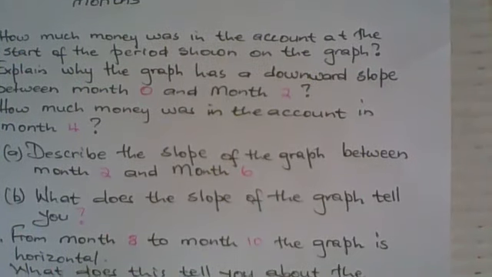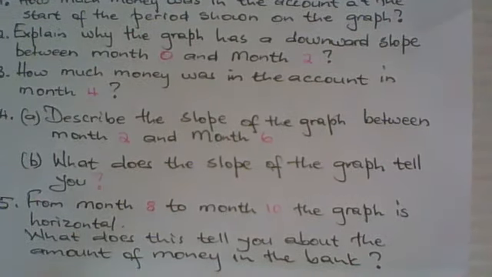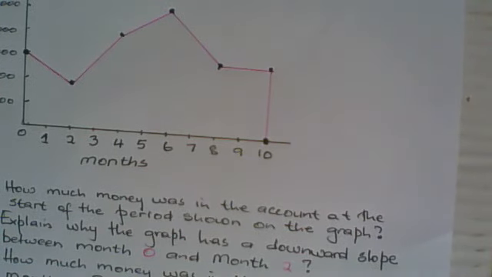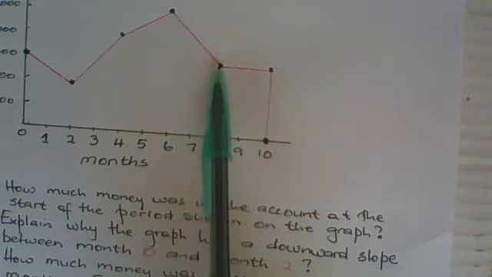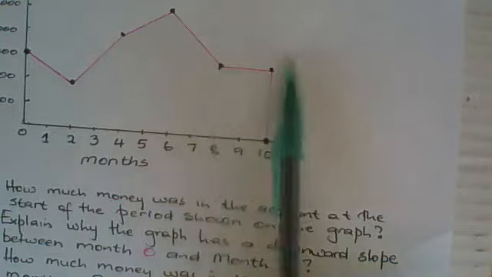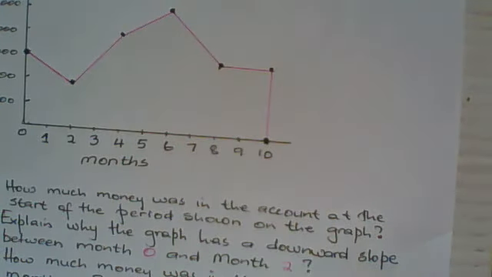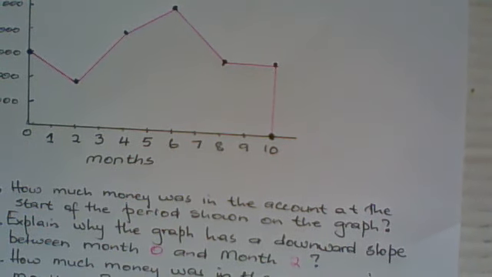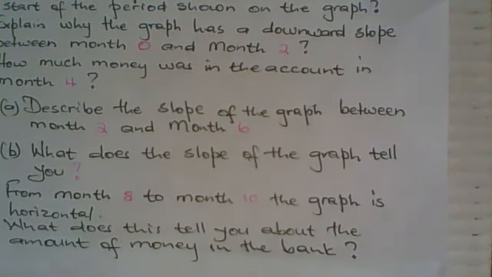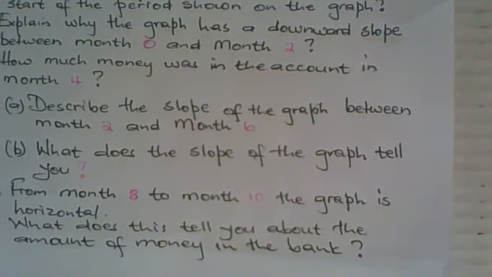Question number 5. From month 8 to month 10. Month 8, let us see here. Month 8 up to month 10. Look at that. This is a straight line, guys. And that straight line is horizontal to the x-axis. So from month 8 to month 10, the graph is horizontal.